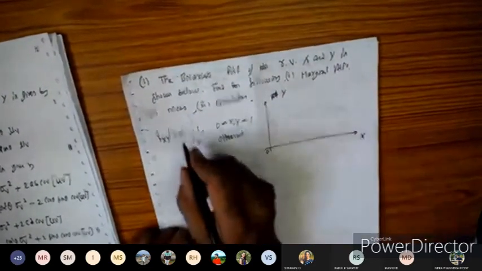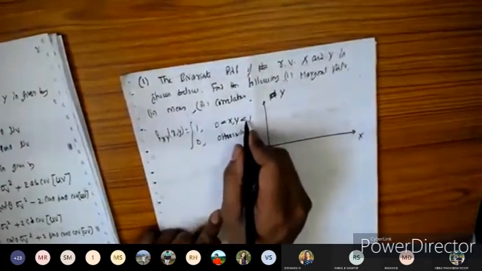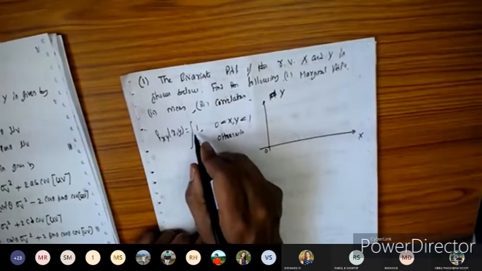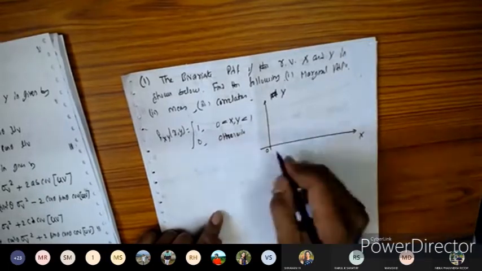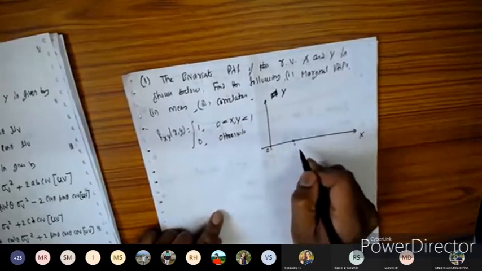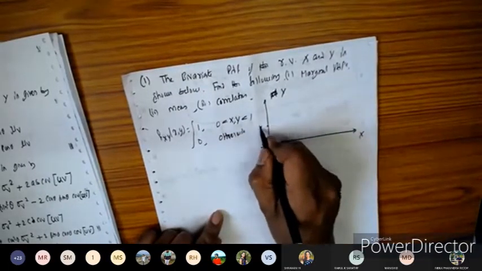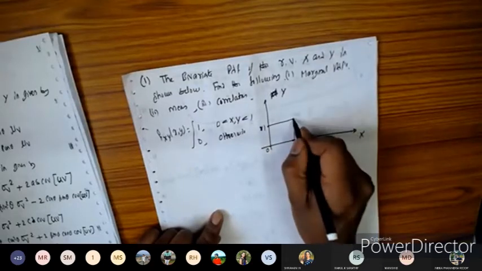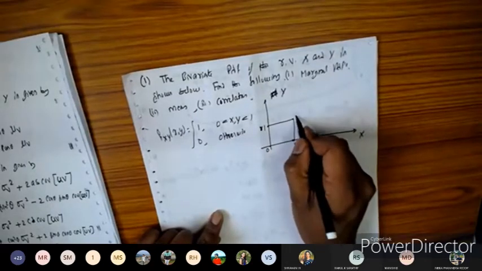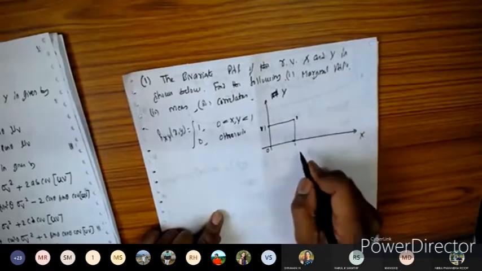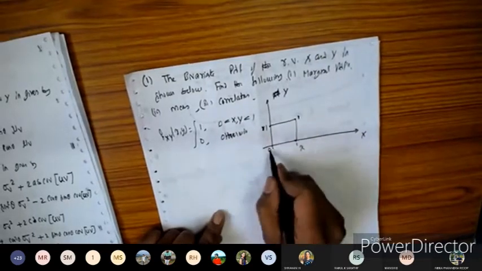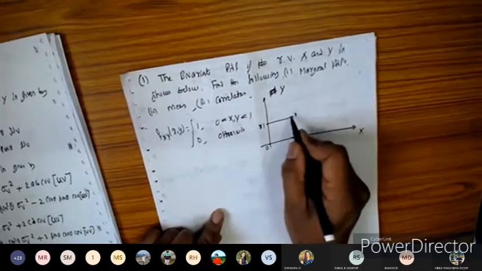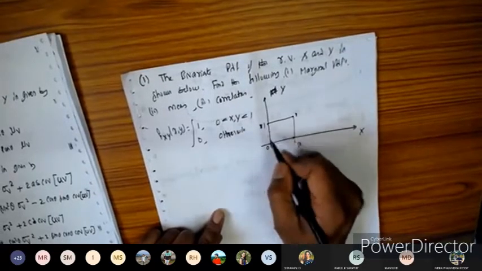So for x and y less than 1, it will have the value 1, and elsewhere it will be equal to 0. Let us mark x equal to 1, and let us mark y equal to 1. The intersection of those will become like this. So from 0 to 1 it has the value 1.